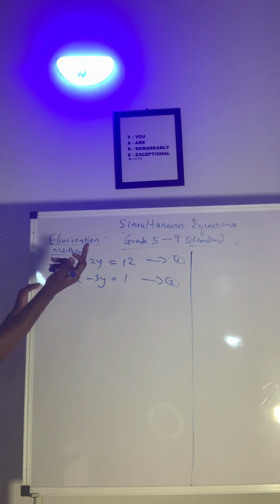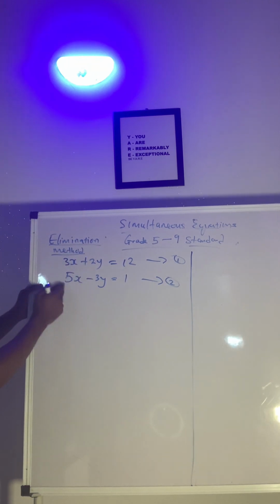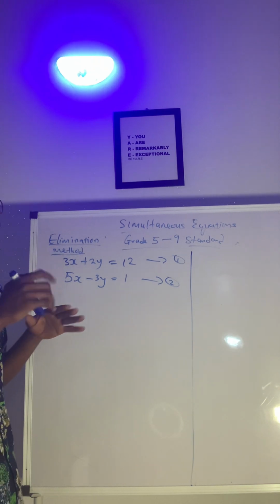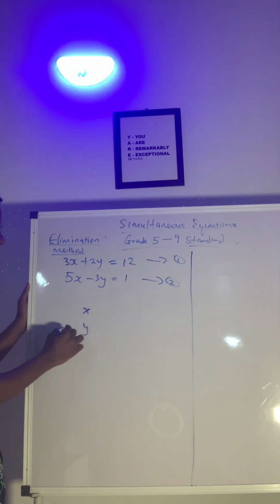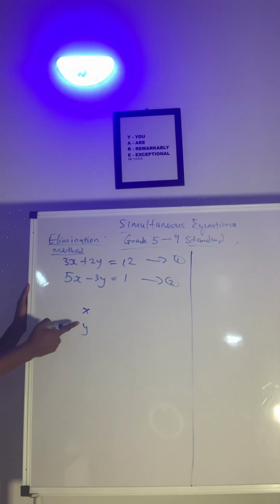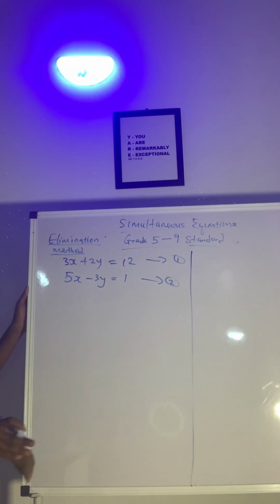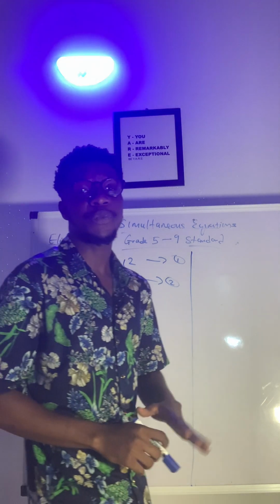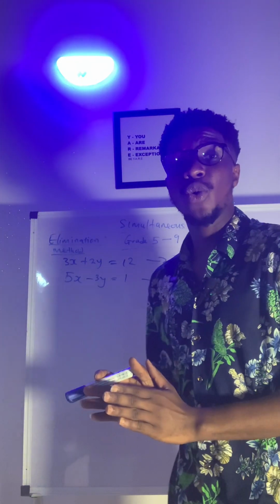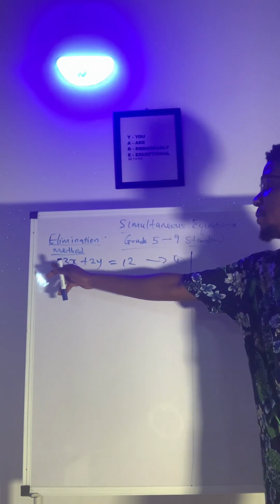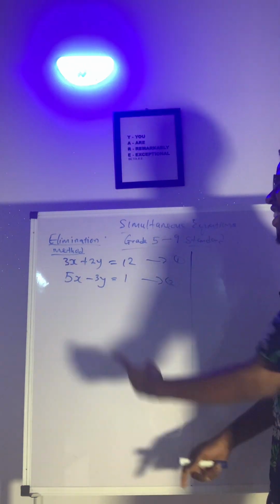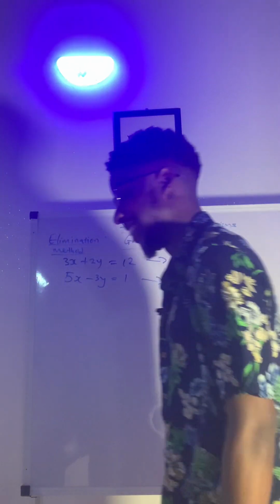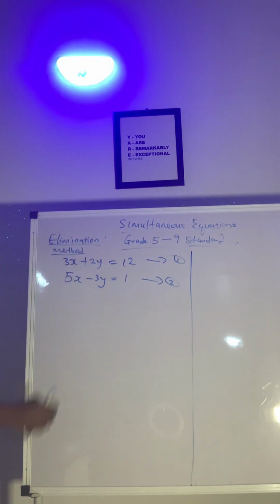Let's look at the coefficient of x: 3 and 5. For y, we have 2 and 3. So there isn't a single one with a coefficient of 1. For example, if it was just x or y, then the coefficient of x is 1 and the coefficient of y is 1. But in this case we don't have any of this, so we have to use the elimination method. It's very, very simple. All we have to do is make sure that either we eliminate x or we eliminate y. So how can we do that? How can that happen?